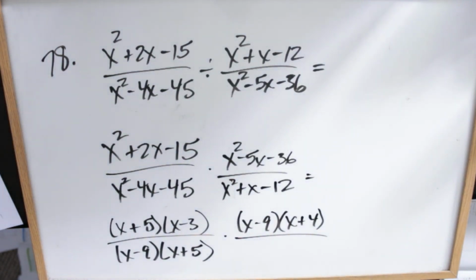Minus 12. 1 and 12, 2 and 6. No, that's not going to give me a 1. 4 and 3? Yeah, 4 and 3. So that's a positive, that's a negative, which means the bigger number is going to be positive. So the 4 is going to be positive. So I have x plus 4, x minus 3. Okay? So that's actually how I just did all the factoring right there.